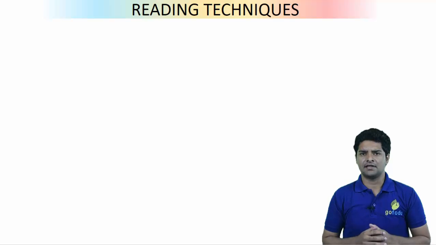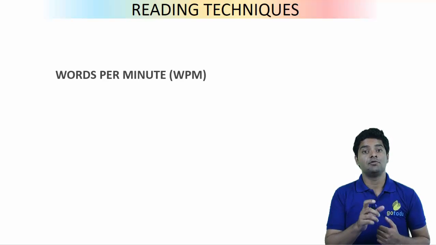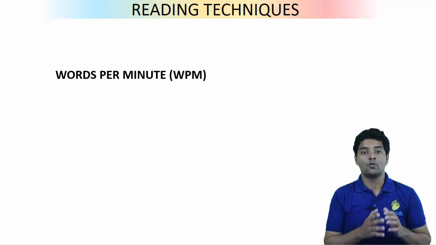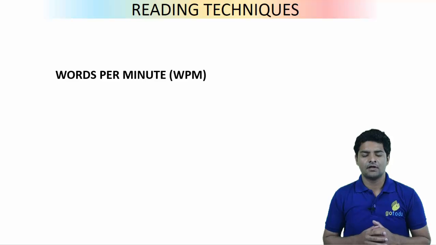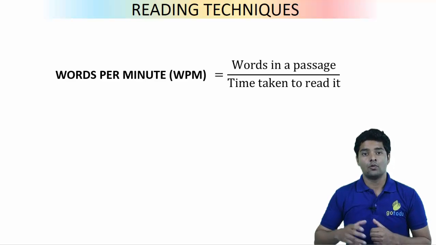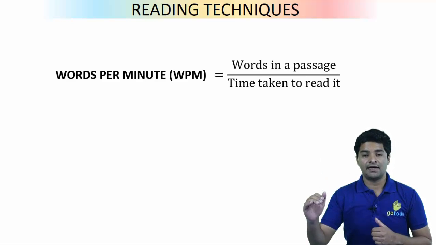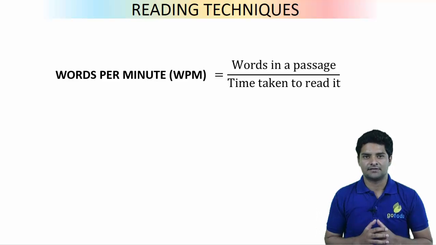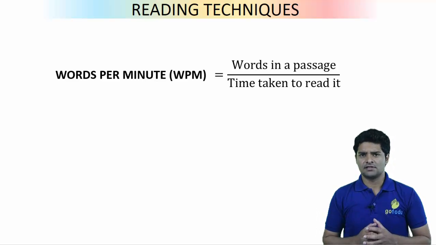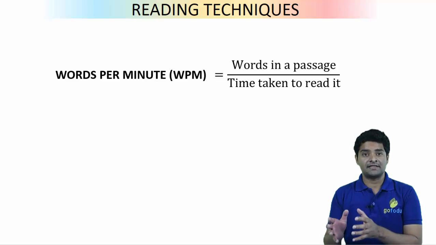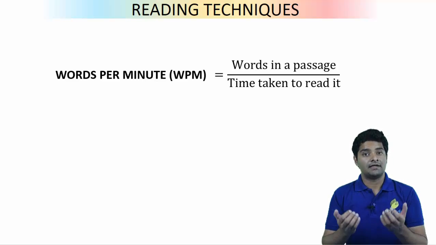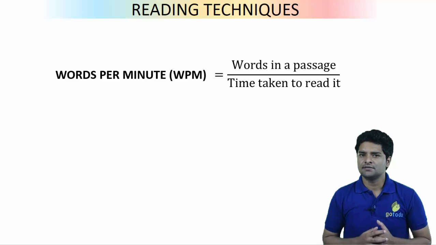To measure anything, we have a unit. Like to measure our vehicle speed, we have kilometers per hour. Similarly, we can measure our reading speed by WPM, that is words per minute, which can be formulated as words in a passage divided by time taken to read it. So for instance, if I read a 500 words passage in 2 minutes, my WPM will be 250.